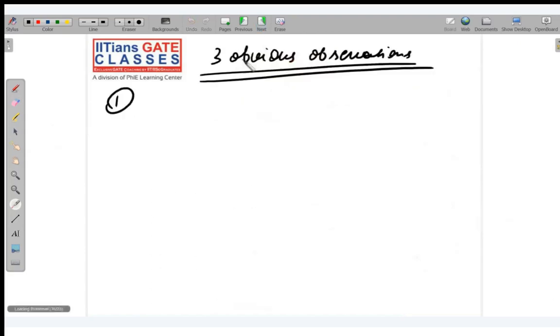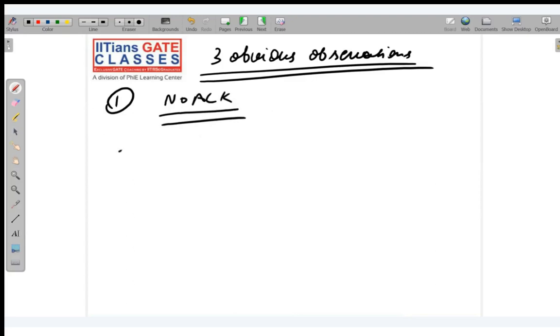First observation, please write it. There is no need of ACK, because if collision is not detected, then the frame is definitely received by the receiver.